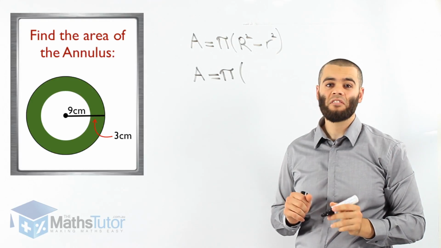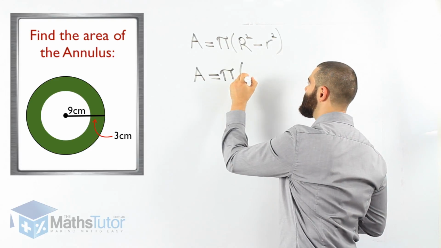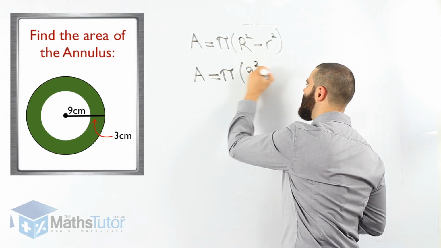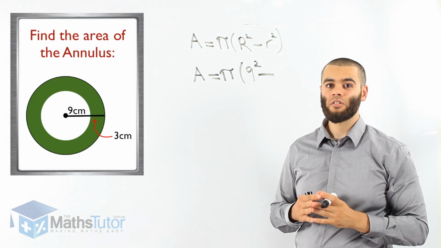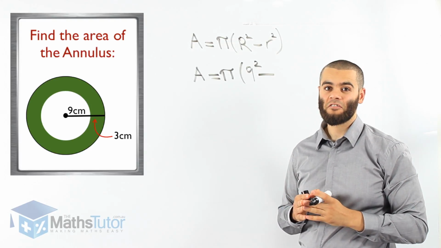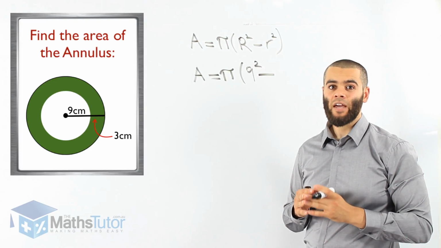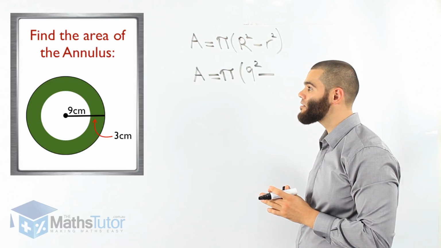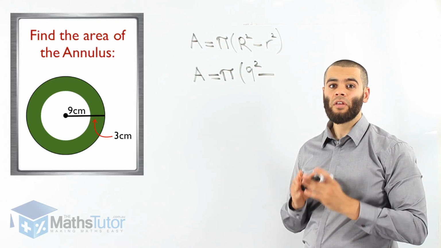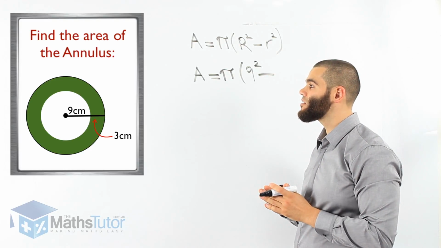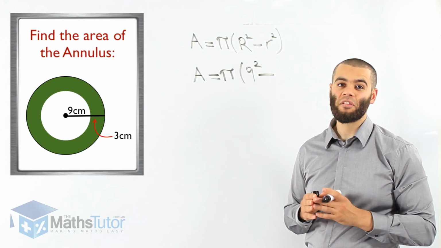Now the large radius we can see is 9 centimeters from the center all the way out to the large circle. It is 9 centimeters, so 9 squared. Take away the little radius. What do you think the little radius is going to be? It's going to be 6 centimeters. How? We know that the total large radii is 9, and we can see that the shaded area in green is marked with 3 centimeters as its thickness. That means the radii inside the white circle is going to be left over. 9 take away 3, it's going to be 6.